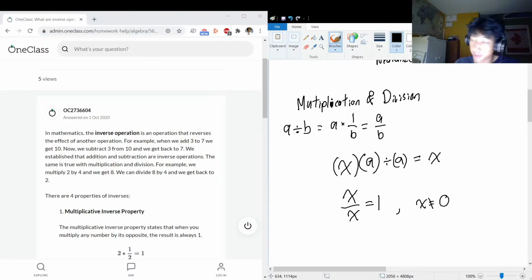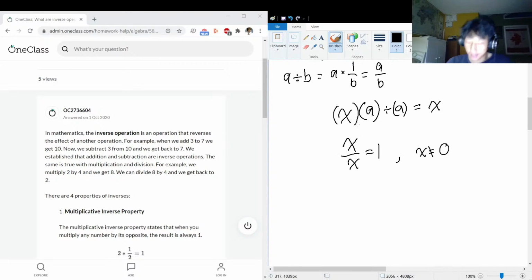0 is the only exception, because dividing by 0 breaks the rules. You can't divide by 0, never. If someone tries to say, hey, you want to try dividing by 0, you tell them, no, get away from me. That is not proper math. Okay, so multiplication and division are inverse operations of each other. Now, the next pair, which gets a little bit more intense, is powers and roots.